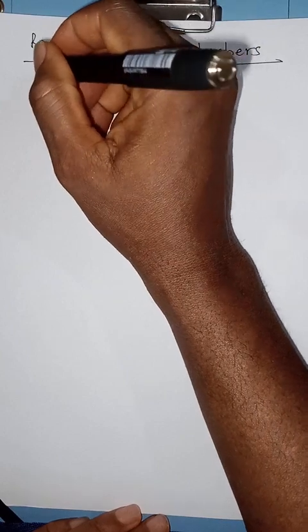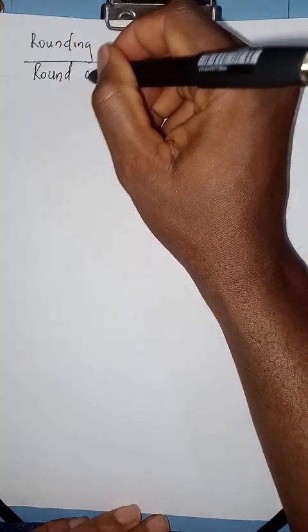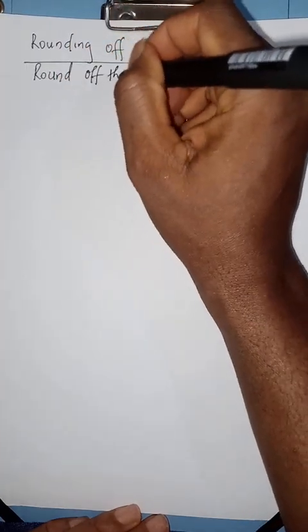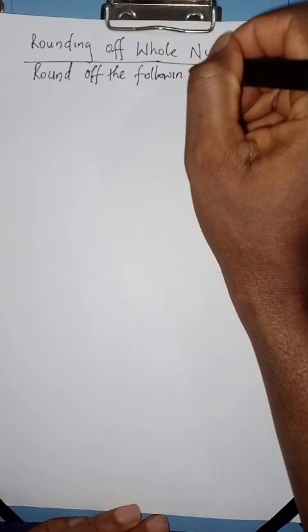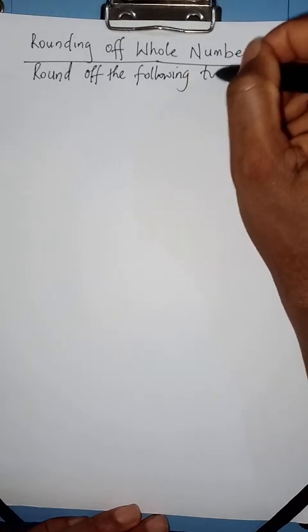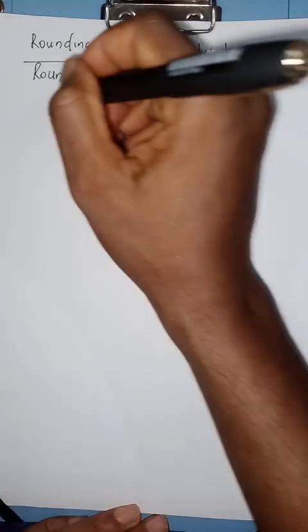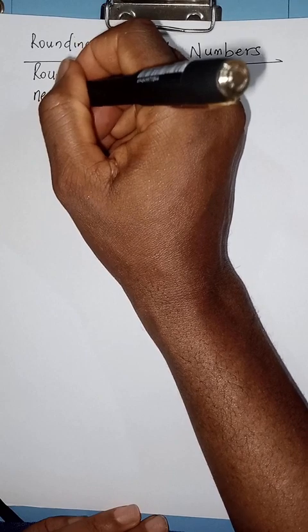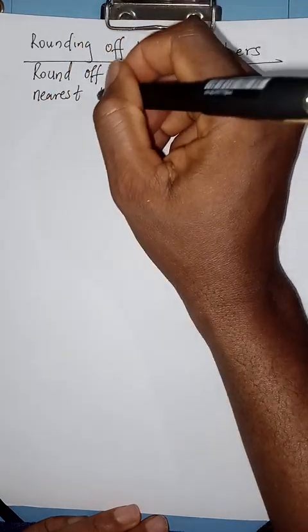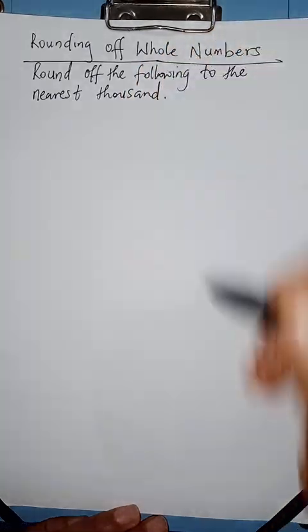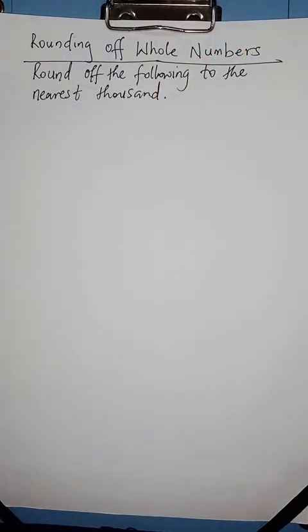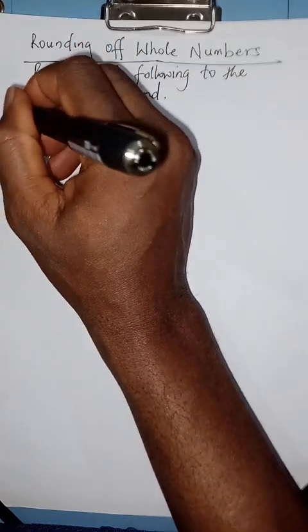Now, let's see if the question says: round off the following numbers to the nearest thousand. How would you solve this? Now let's start with number one.